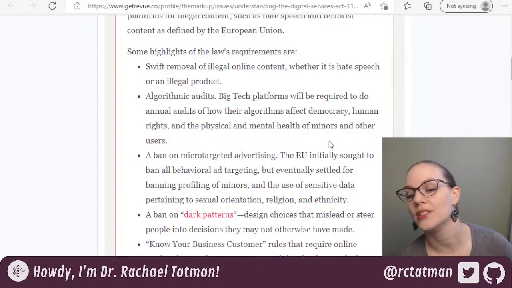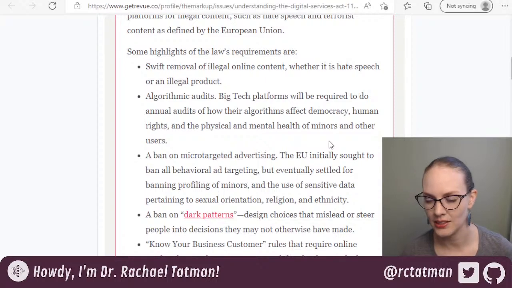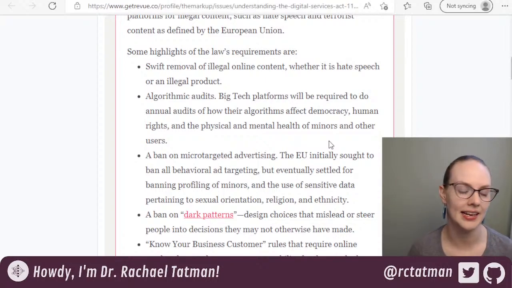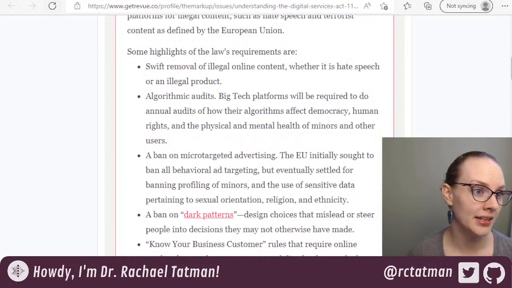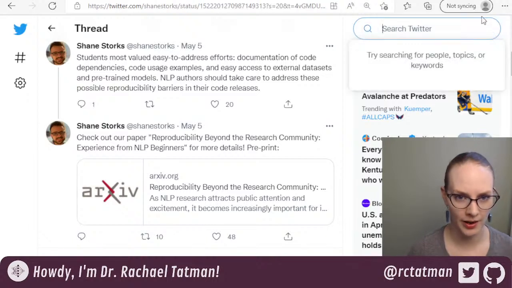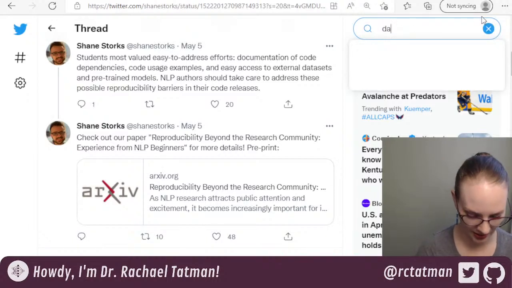Sodom says, Dolly, you give text and the system creates an image using that text. Did I get that right? You did.